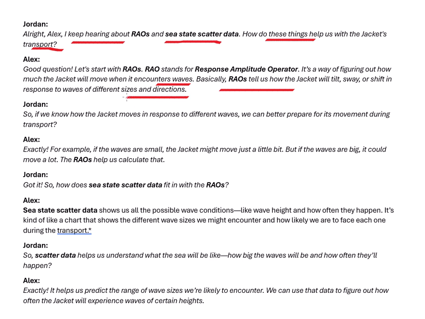Some waves are coming big in size, some are small. In response to these waves, how the jacket is going to tilt and sway, these are the things RAOs will tell us. If we know how the jacket moves in response to different waves, we can better prepare for its movement during the transport, right?